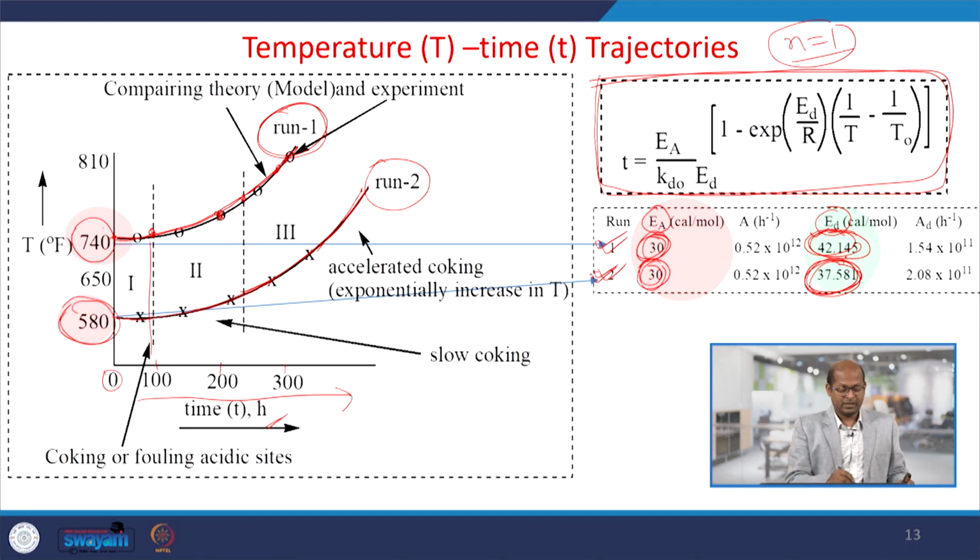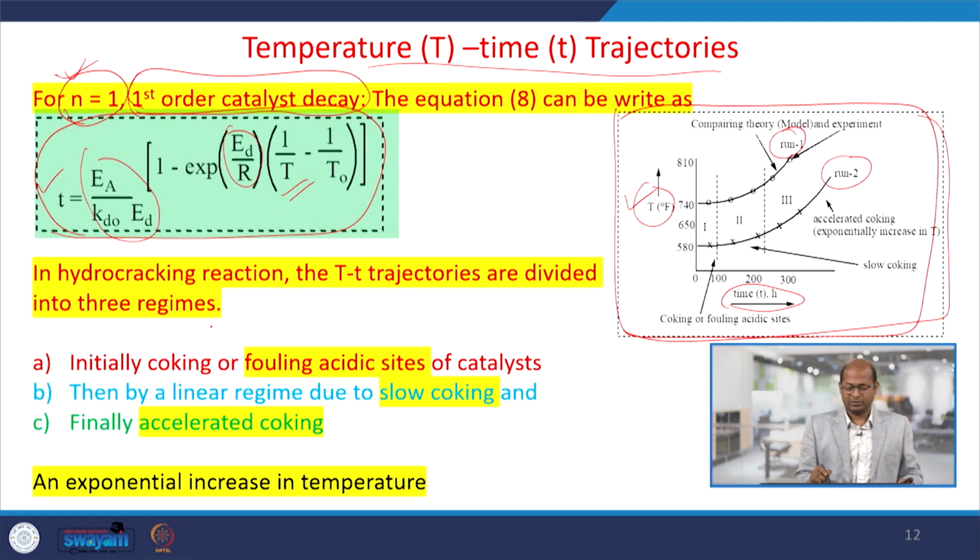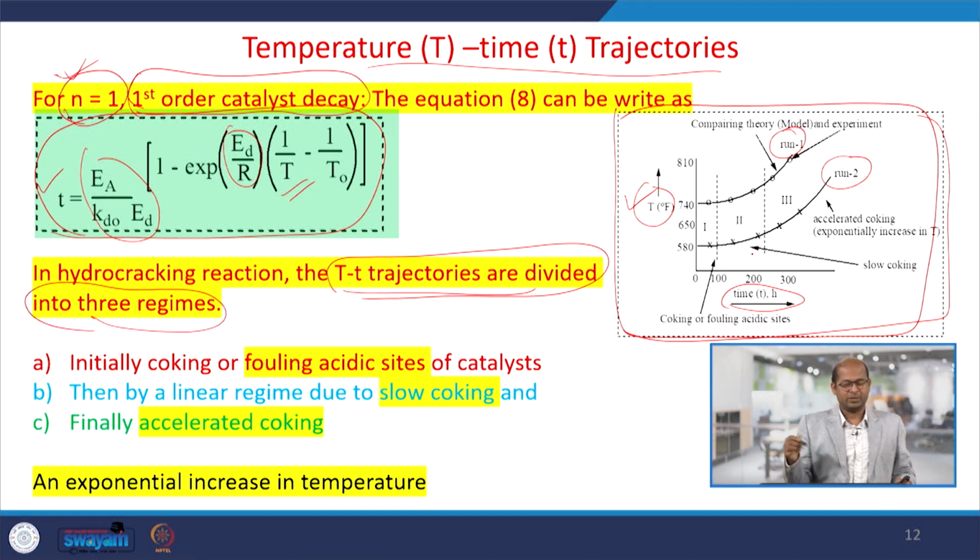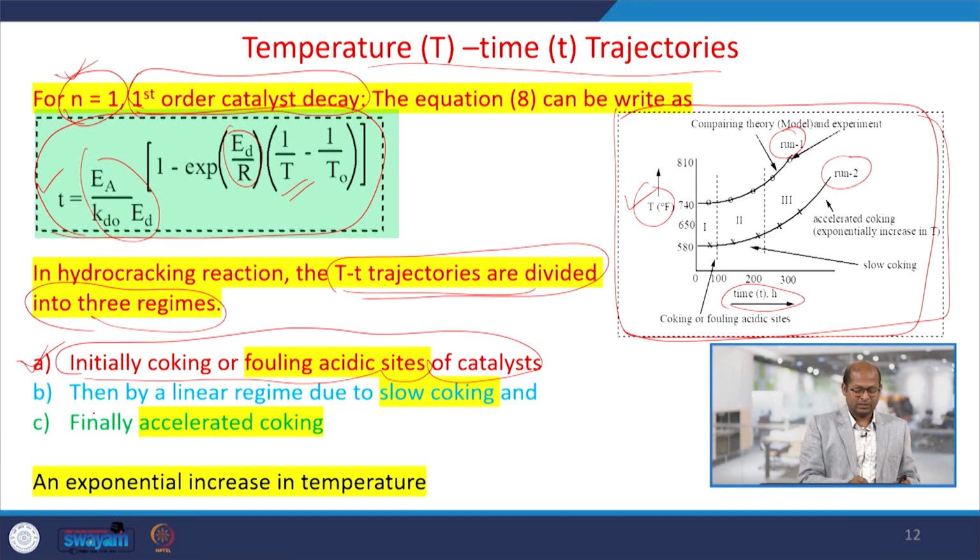Okay. So, in this case it has been observed that at the beginning, for a few hours, coking or fouling of the acidic sites should be there. So, this temperature and time trajectory has been divided into 3 regimes. Okay. So, first is the initial coking or fouling of acidic sites of the catalyst, and then the linear region.